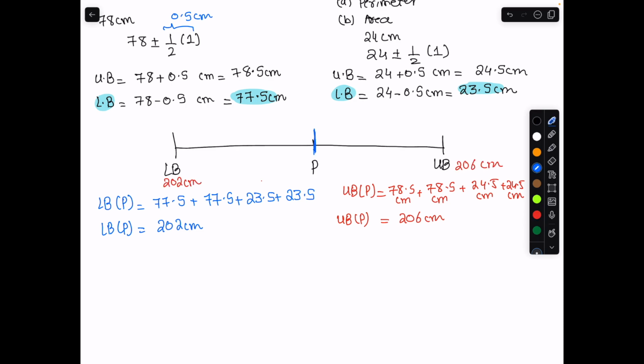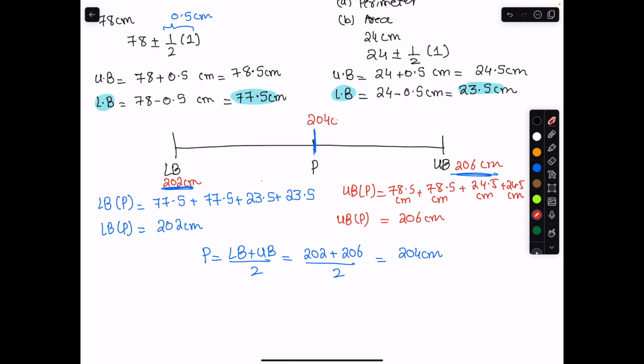What will be the middle value? Remember, whenever you find the lower bound and the upper bound, in order to find the perimeter, you can simply add the lower bound and upper bound and divide by 2, because you're trying to find the average value. That is what the calculated value is. So in this case, it's going to be 202 plus 206 divided by 2, so the answer here is going to be 204 centimeters.